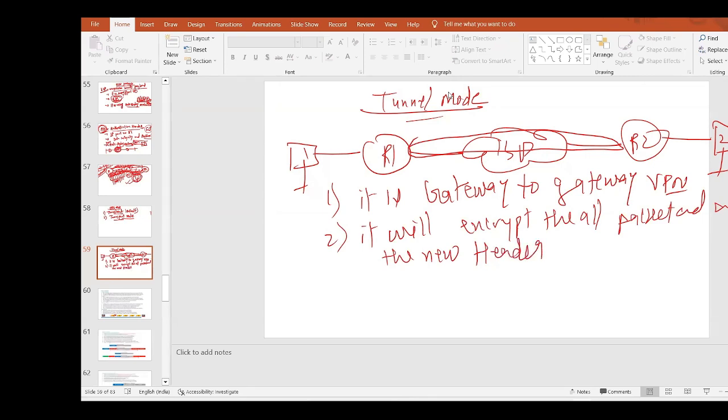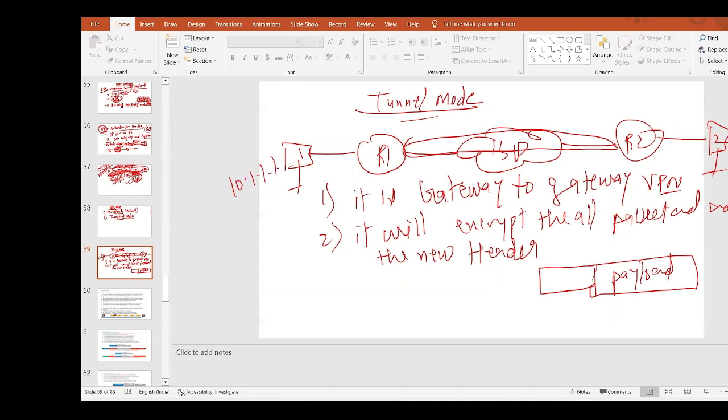Okay. So what happened, guys? This is my packet. This is my original packet. Okay, payload or data, whatever it is. And this is what, guys? Like this PC has a source 10.1.1.1 and this PC has 10.2.2.2. So whenever this PC tries to forward a packet to 10.2.2.2, the source is 10.1.1.1 and the destination would be 10.2.2.2. So this is the actual source and destination, right, guys? And this is my payload.